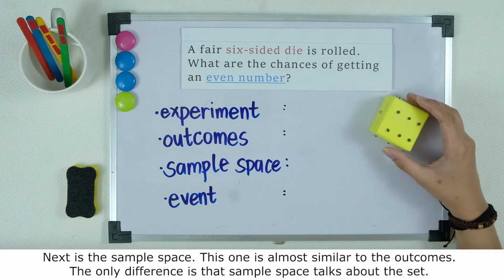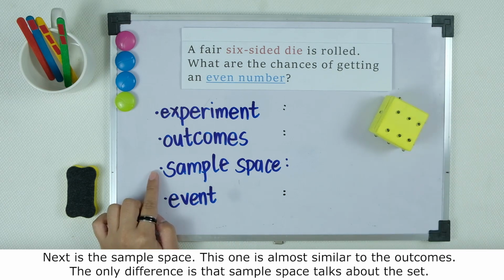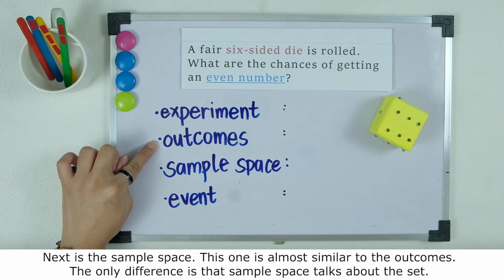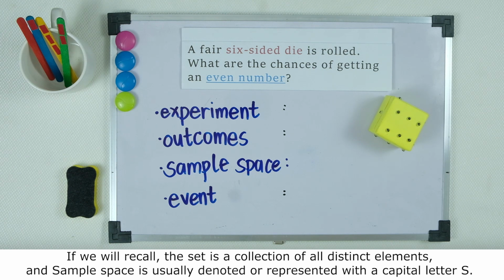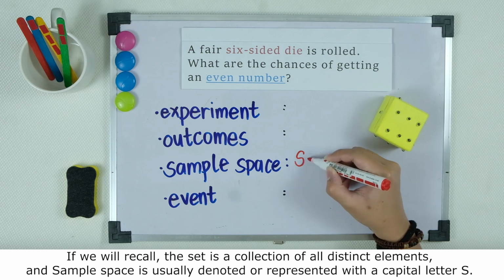Next is the sample space. This one is almost similar to the outcomes. The only difference is that the sample space talks about the set. If we will recall, the set is a collection of all distinct elements, and sample space is usually denoted or represented with the capital letter S.